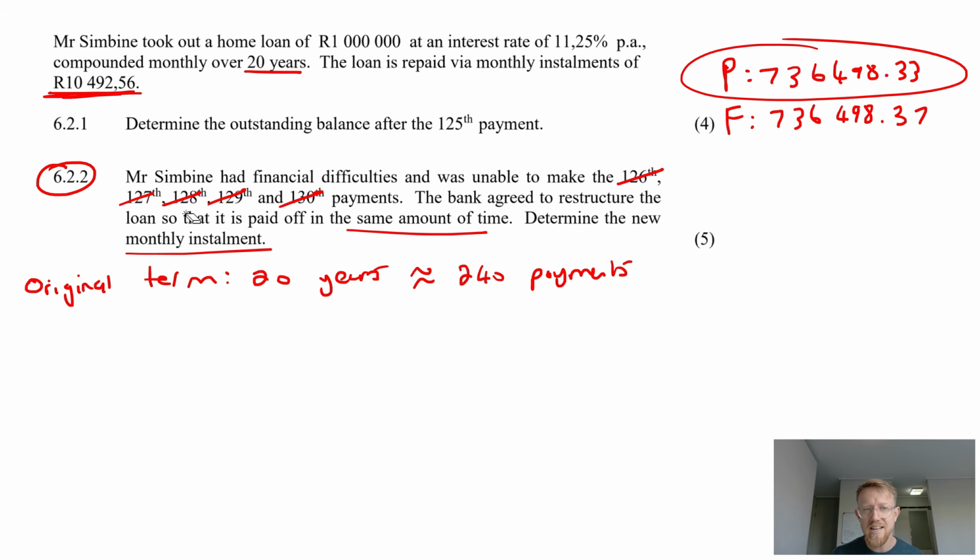And so that is what happens in real life. If you skip payments, the bank is then going to increase this value so that you still finish your loan in the original 20 years that they said. And guys, one day in real life, when you take out a loan, don't miss payments. The banks are actually very harsh.